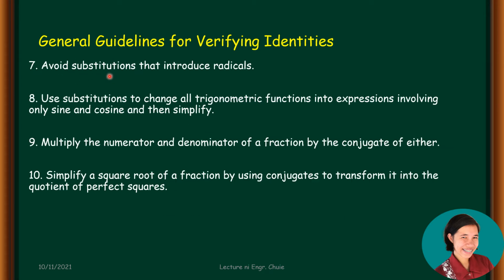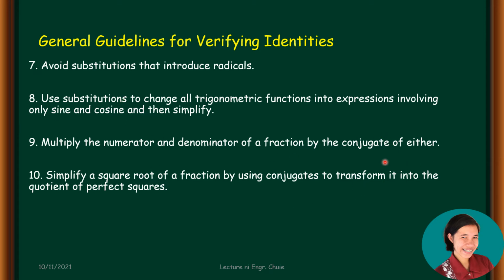Avoid substitutions that introduce radicals. So proving identities becomes too complicated when there are radicals, so just use the fraction to make it easier. Use substitution to change all trigonometric functions into expressions involving only sine and cosine, and then simplify. Multiply the numerator and denominator of a fraction by a conjugate, or either. Simplify the square root of a fraction by using conjugates to transform it into a quotient or perfect square. So you just follow this guideline.